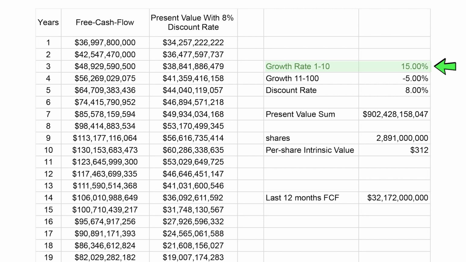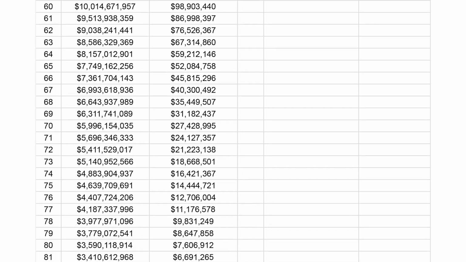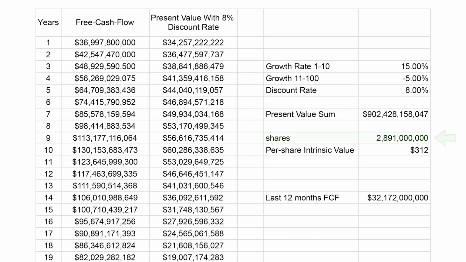Here we have the growth rate for the first 10 years, which we've estimated will be 15% annually. In year 11 and beyond, we still have in here that free cash flow will decrease by 5% annually. And we are going to adjust this one in just a second, by the way, to see how the numbers change. And we still have a discount rate of 8% being used here. And based on all of this, it means that the intrinsic value of Facebook is $900 billion. And since Facebook has 2.8 billion shares outstanding, it means that the per share intrinsic value is $312.